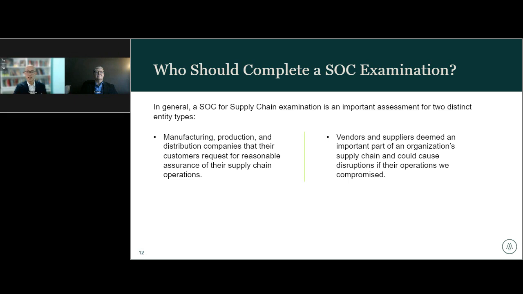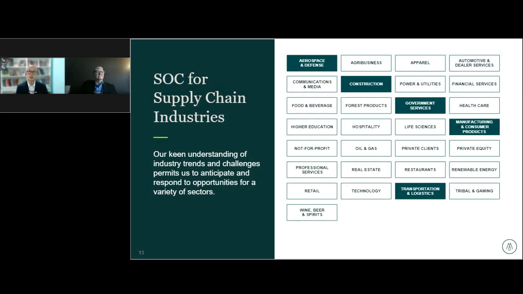It hits a number of industries. Obviously, there are a number of industries that are a little bit more prone to understanding the SOC for supply chain. So this could be aerospace and defense, construction, government services, manufacturing and consumer products, including retail, power and utilities, and obviously transportation and logistics as well. So that's a good high-level understanding of SOC for supply chain.